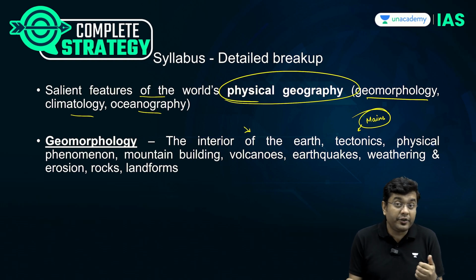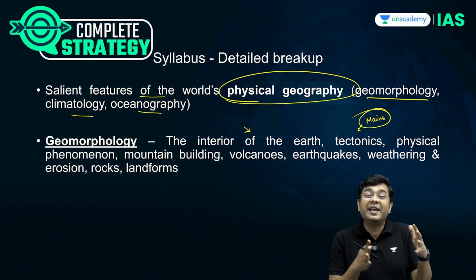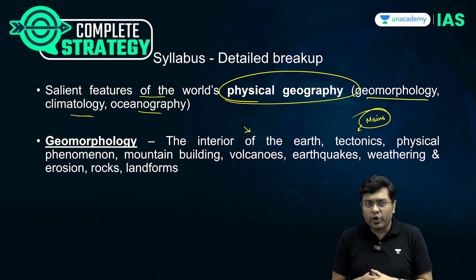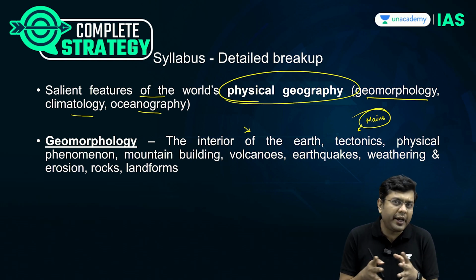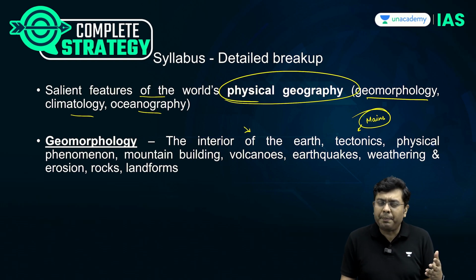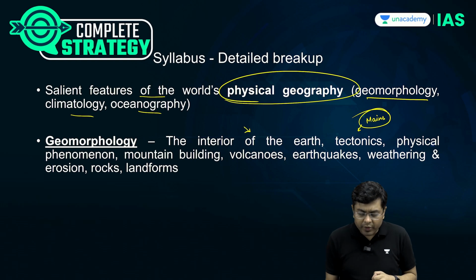Be it the convection current theory, the continental drift, how it has led us to the plate tectonic theory and what is the mechanism behind it. That in-depth knowledge is required. Just flipping through the pages and thinking that the questions will be similar to that of the class 10th or 12th level, that will be foolish on our part. So this is very important.